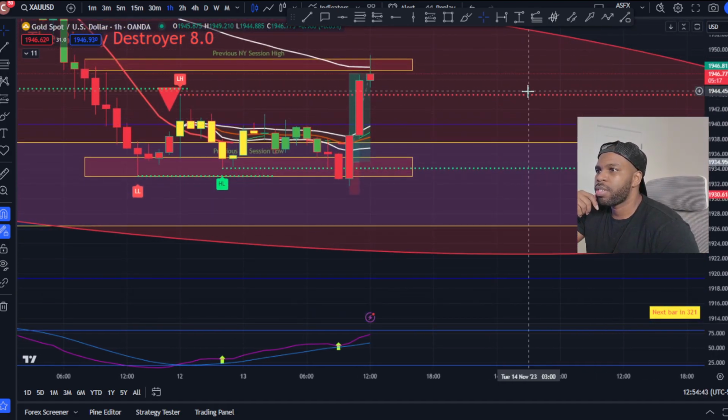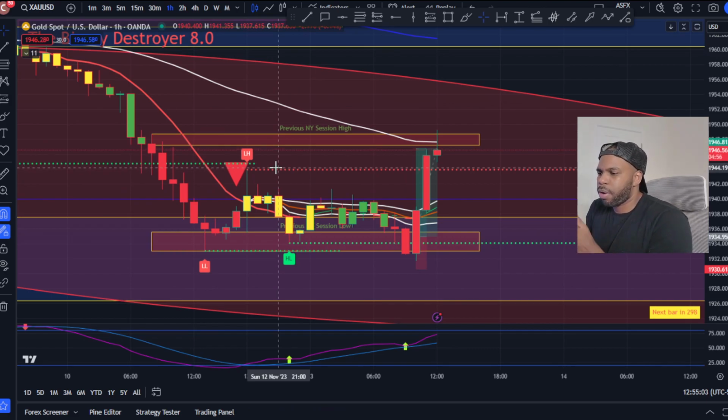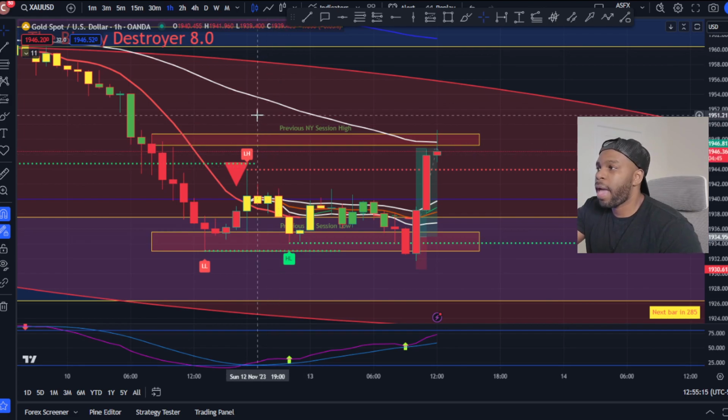Okay. So as you can see here, I drew my previous U.S. session high, and I also drew my previous U.S. session low. All right, so I have two zones here that I marked up on the 1 hour. This is where I mark up most of my zones when it comes to the 1 hour. I mark up my previous U.S. session high and low, and I mark up my previous London session high and low, and then also the previous Asian session highs and lows. Okay, on the hour chart.